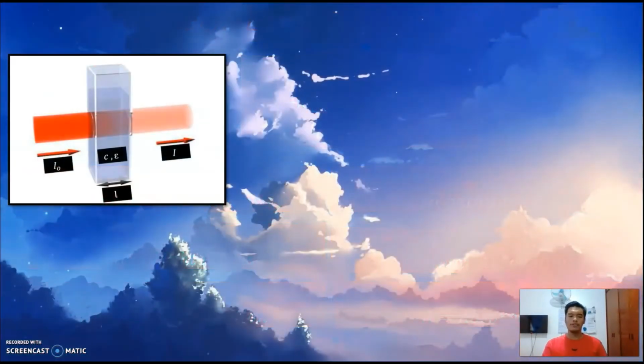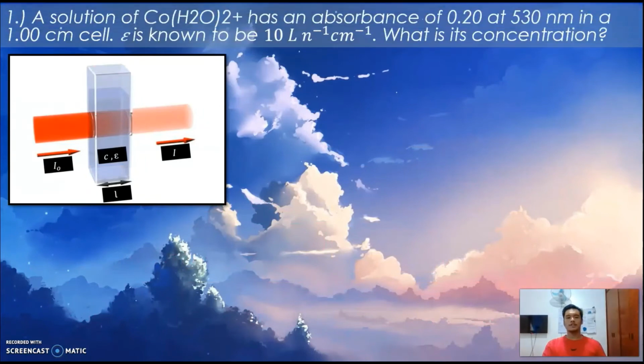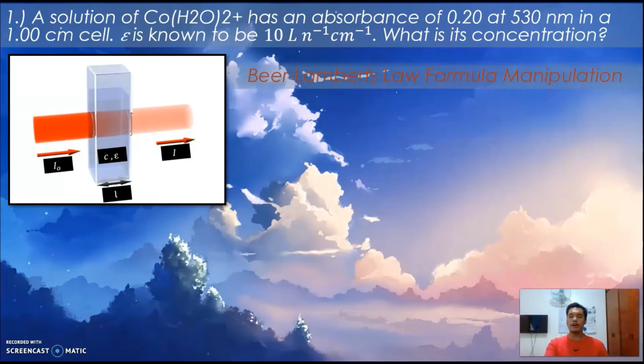So, we'll have the first question for this task. Question number 1. A solution of Co(H2O)6 2+ has an absorbance of 0.20 at 530 nm in a 1 cm cell. Epsilon, or the molar absorptivity of this analyte, is known to be 10 liters per mole per centimeter. What is its concentration? So, to further understand this, let us draw a diagram as shown in the picture in front, and let's assign our variables.